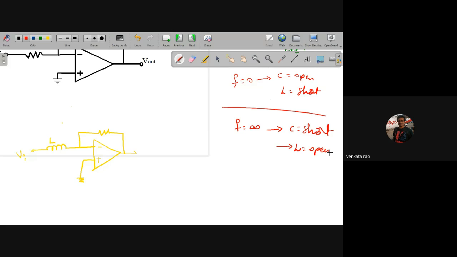Now let us apply f equal to 0 and f equal to infinity on this. First f equal to 0, then f equal to infinity. For f equal to 0, the inductor is short circuit. Once it is a short circuit, the resistor is present, and now you are getting some output. Yes or no? Next, f equal to infinity, it is open circuit.